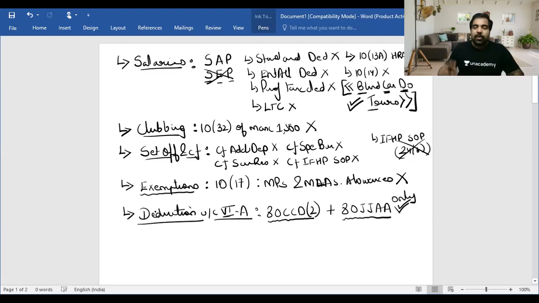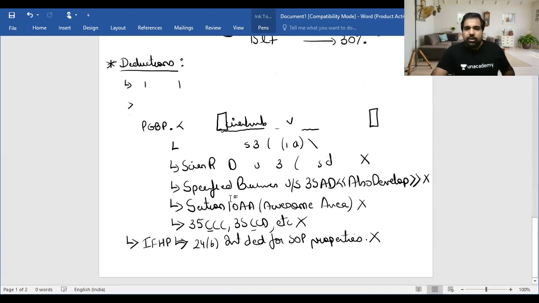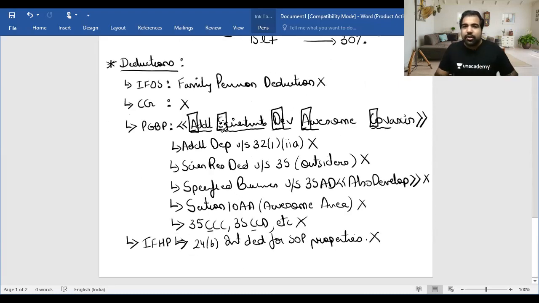No deduction is allowed. So we've covered almost all the chapters, and we've seen that none of these deductions are allowed. Anything else after that? That's about it. So just summarizing the different heads under which deductions were not allowed. I'm just summarizing it here. Income from other sources, family pension deduction not allowed. Capital gain remains the same. PGBP, additional depreciation, scientific research.